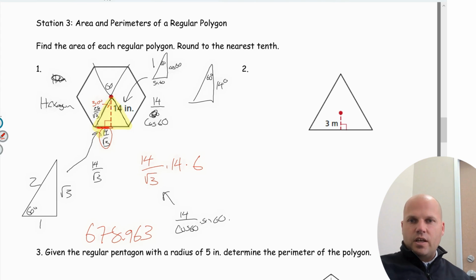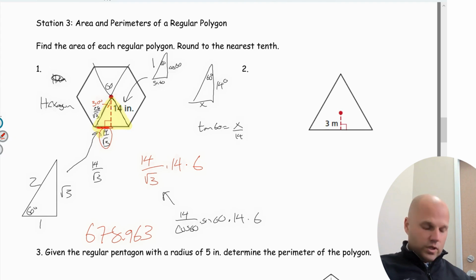That's the same as this, and then you would have had half of your base times your height times 6. If you are another student and you don't like to scale your sine 60, cosine 60 triangle, you're probably using trigonometry to find x, and you're saying that the tangent of 60 degrees is x over 14. It's not 14 degrees, it's 14 inches. And you're probably then saying that this length here is 14 tan 60.